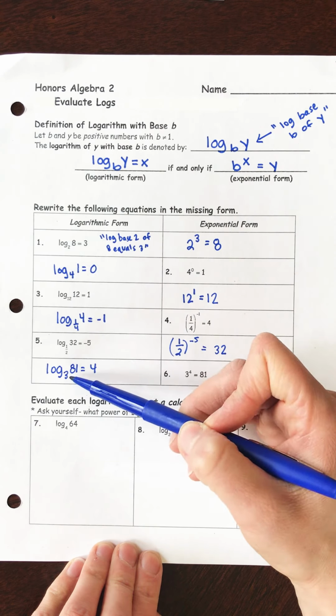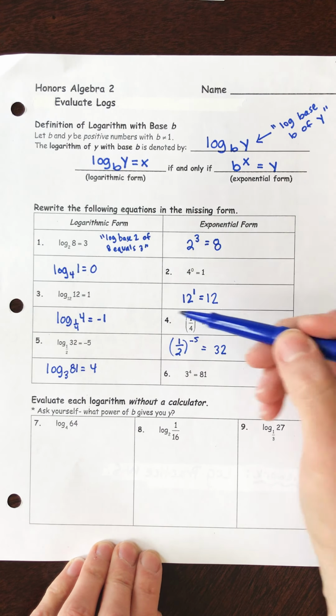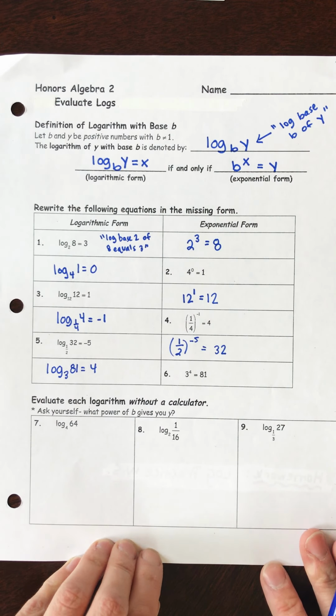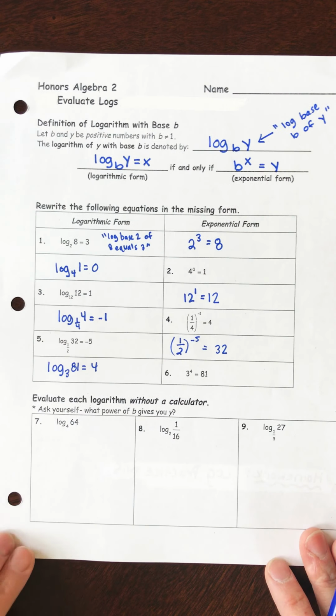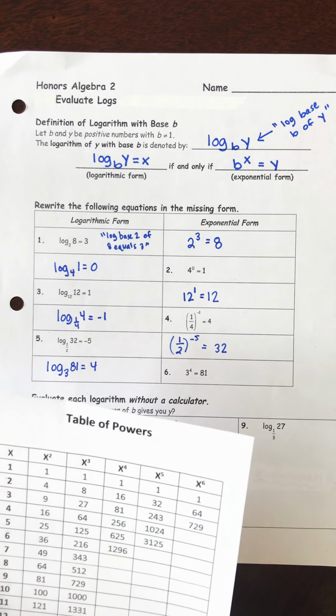The base of the log should be the base of your exponential equation, and what that number equals is what goes inside the log. Okay? So if I ask you to evaluate logs, that's where you want to use your powers table.